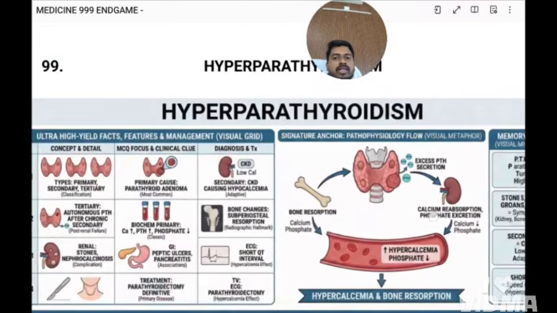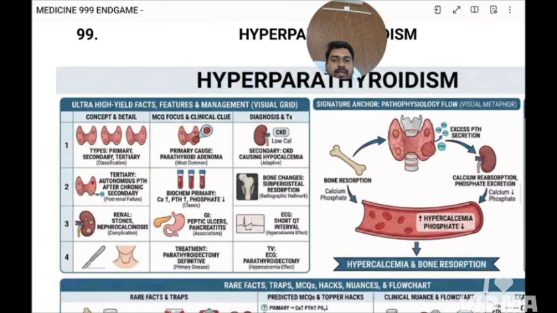Yes. So we'll go next to hyperparathyroidism. Here we'll discuss everything in detail, including secondary hyperparathyroidism. In this there are three types: primary, secondary, and tertiary. Primary is because of some tumor which is causing increased parathyroid hormone secretion, which in turn increases calcium, and it leads to hypercalcemia.